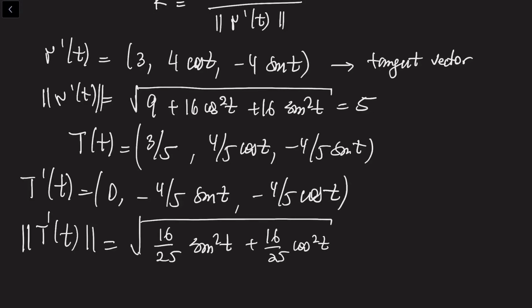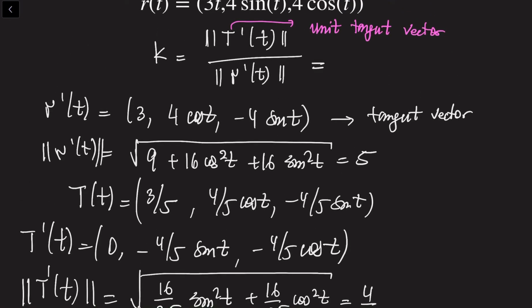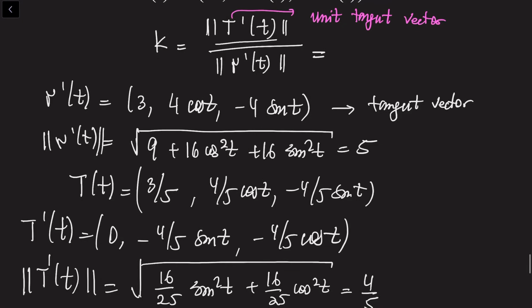So if you basically take out 16 over 25 from the brackets, from the square root it's going to be 4 over 5. What we're going to have inside the brackets are simply sine square plus cosine square, which is equal to 1. So now we just need to substitute these values here. So T prime of t is 4 over 5, divided by the norm of r prime, which is equal to 5. So the answer is equal to 4 over 25.